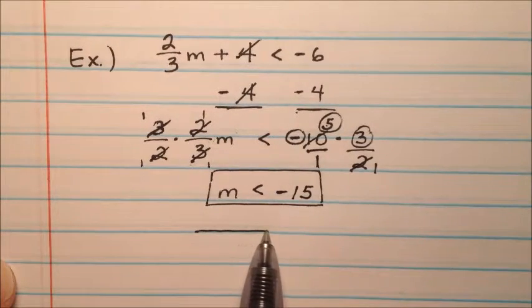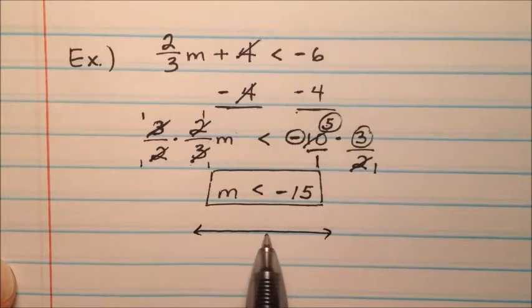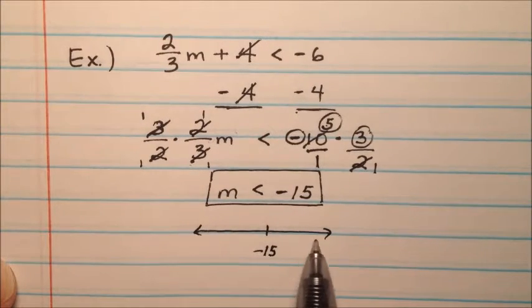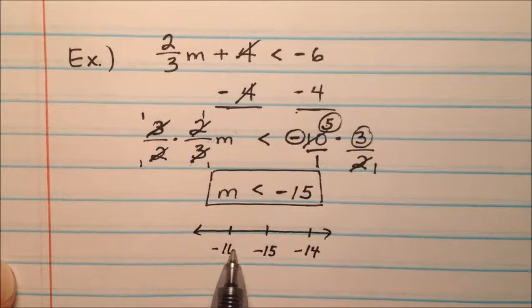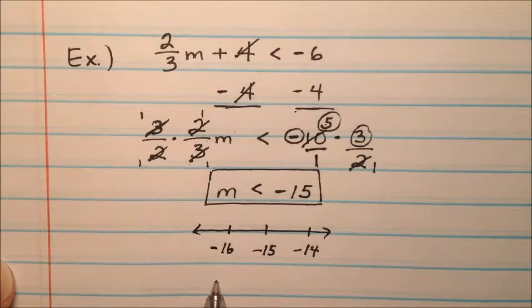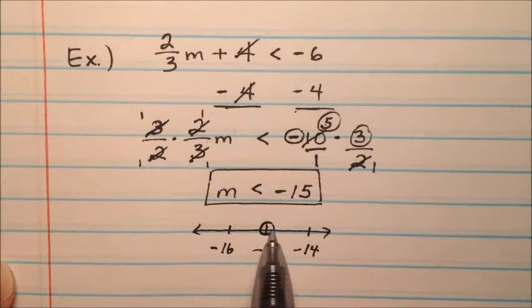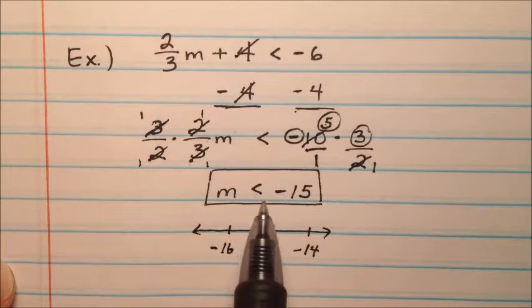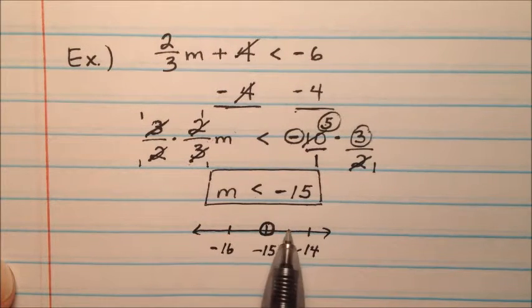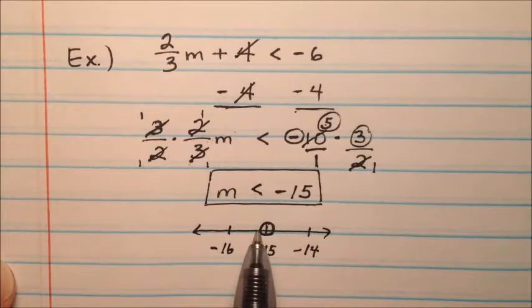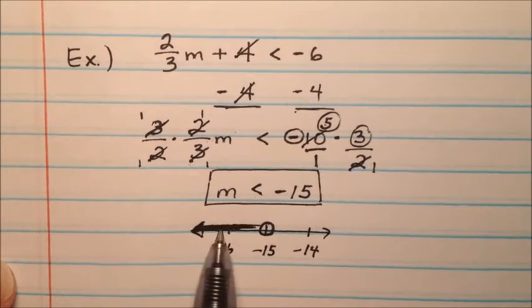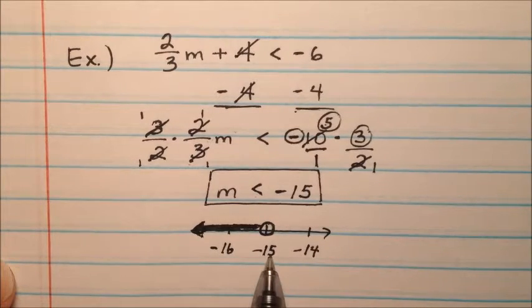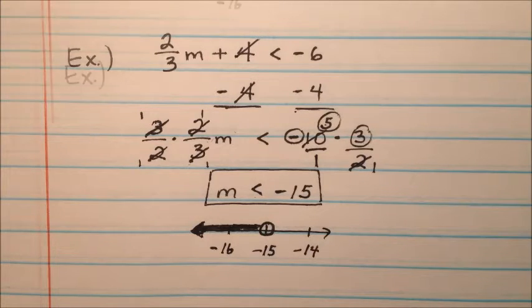But since it is an inequality, I need to go ahead and graph this thing. So I have negative 15. One larger than that is negative 14 on the right, and one smaller than that is negative 16 on the left. It'll be an open circle, since there's no equal sign along with my inequality. My less than is just less than. And then it looks like since it is less than, I'm going to head over to the left. So I'll fill in my arrow here, and there we go. Open circle at negative 15, with my line extending indefinitely to the left.